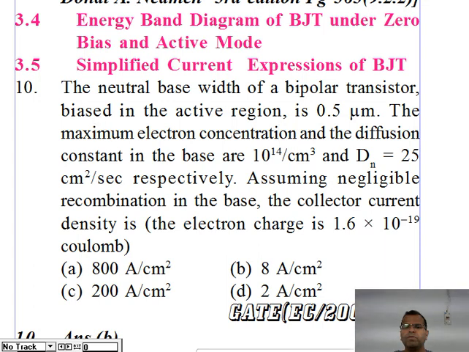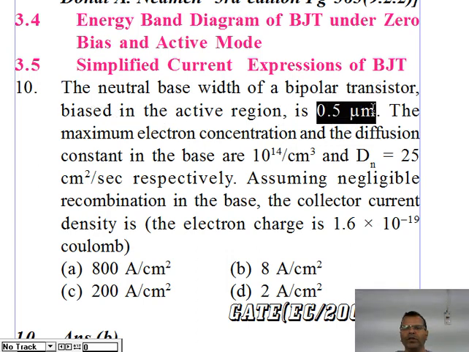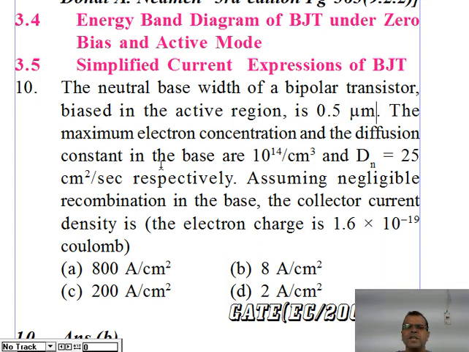The first question, which appeared in 2004, was of 2 marks. The neutral base width of a bipolar transistor biased in the active region is 0.5 micrometer, that is the base width. The maximum electron concentration and diffusion constant in the base are 10 raised to power 14 per centimeter cube and 25 centimeter square per second respectively. Assuming negligible recombination in the base, the collector current density is? So you have to find the collector current density. You are given these two parameters.